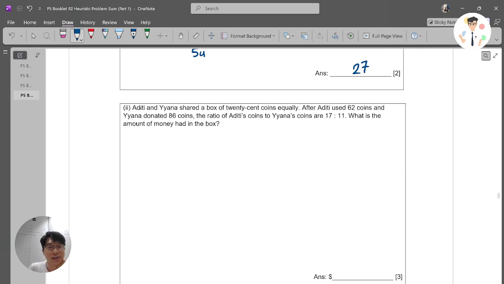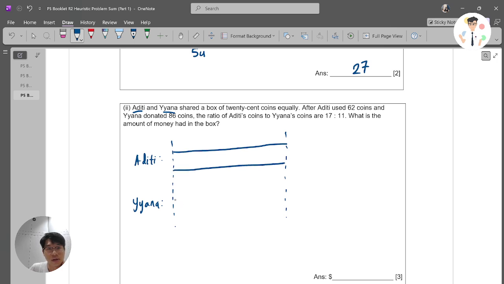Okay, now Aditi and Yana share a box of 20-cent coins equally. Again, Aditi, Yana, they have 20-cent coins, and it's supposed to be equally, means they are having the same number of 20-cent coins. So let me just draw here Aditi. I have this Yana. So let me just draw this again because it's the same, right? I draw this nicely here, up to here. This is the number of 20-cent coins.